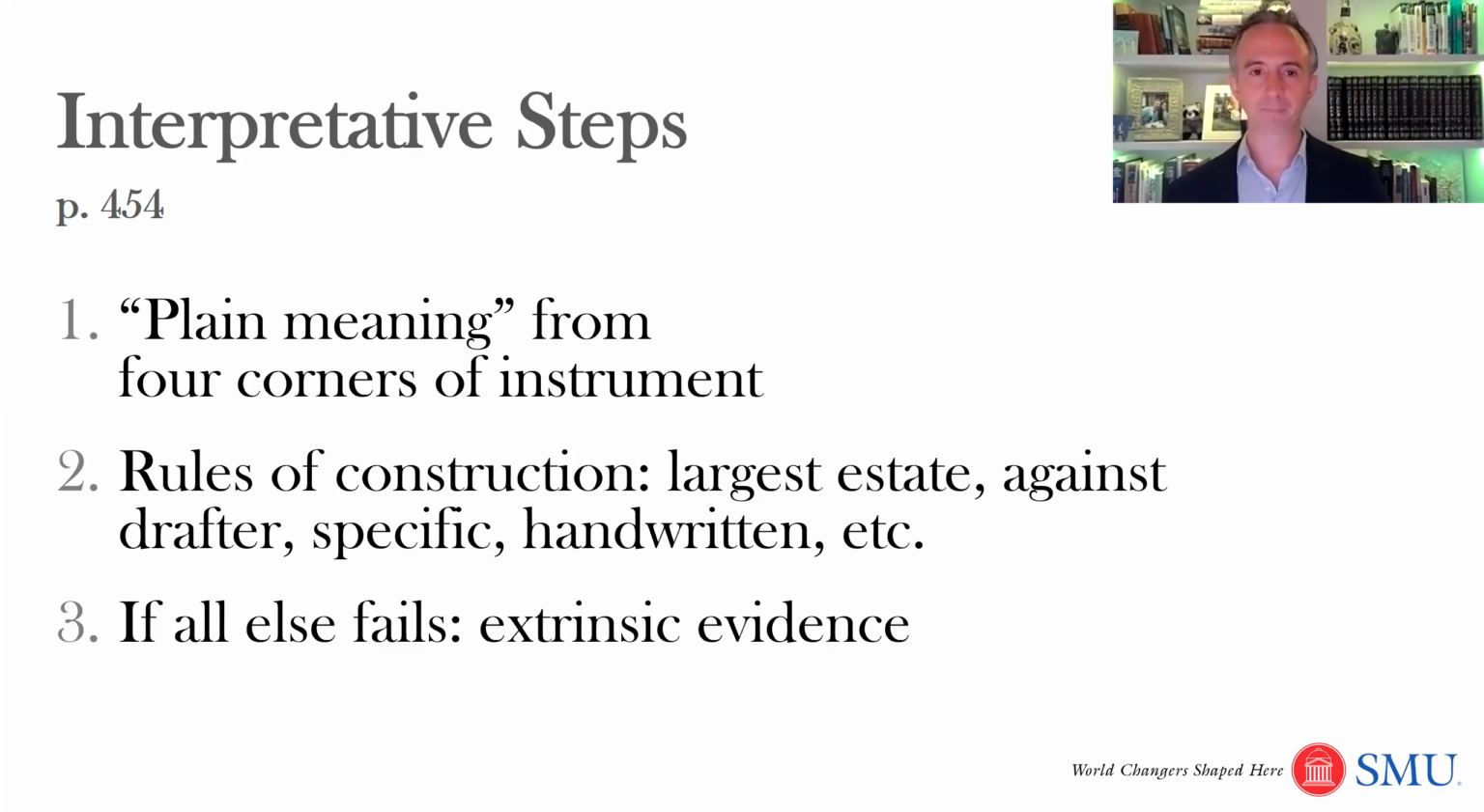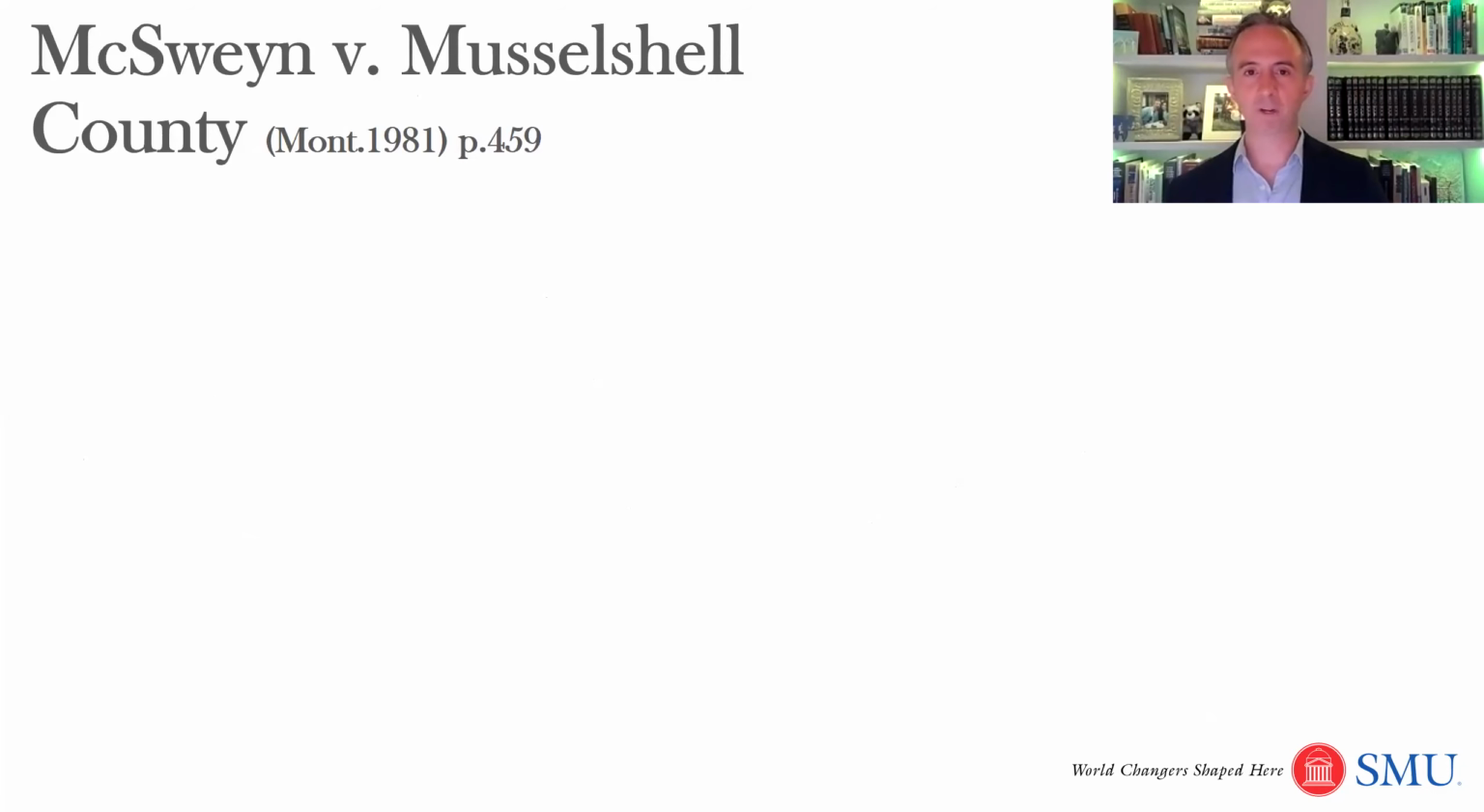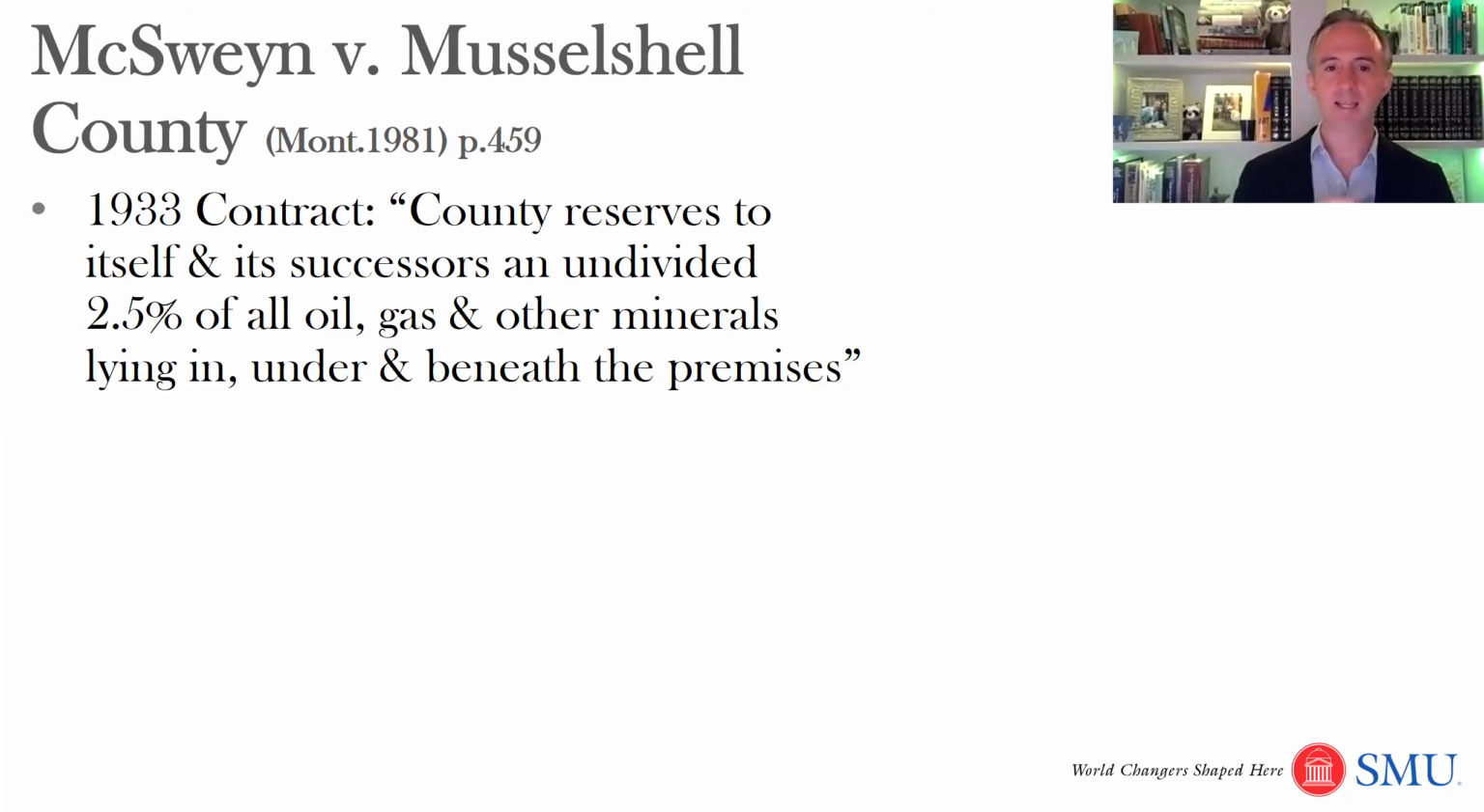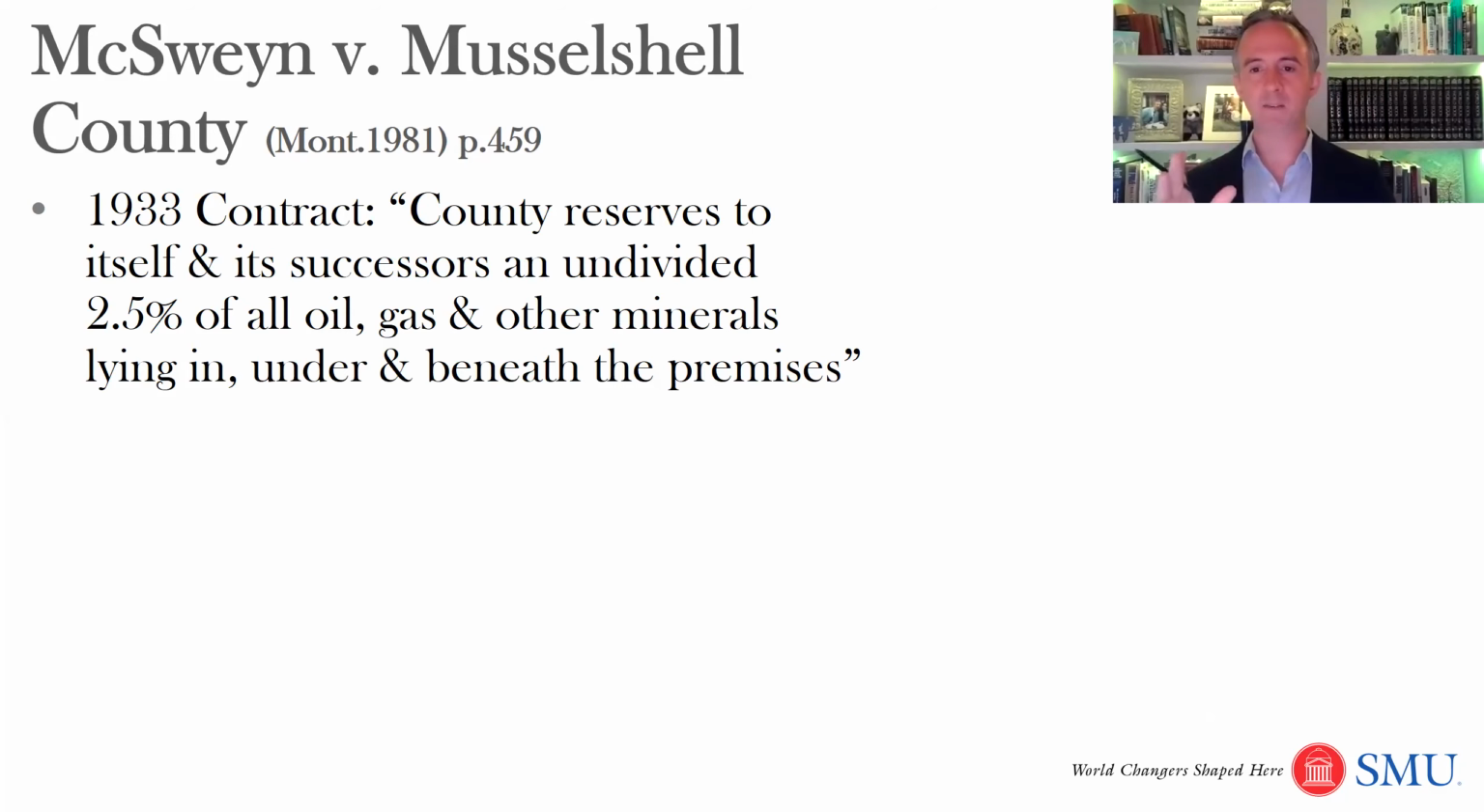That's very rare. So let's talk about a first quite complicated case, this McSwine versus Musselshell County case from Montana, 1981. It's on page 459 of your books. So what happened in this case is the county sells some land, but it reserves something for itself. So we know that those are the two ways, basically, that a mineral interest gets separated from the rest of the land, the rest of that fee interest.